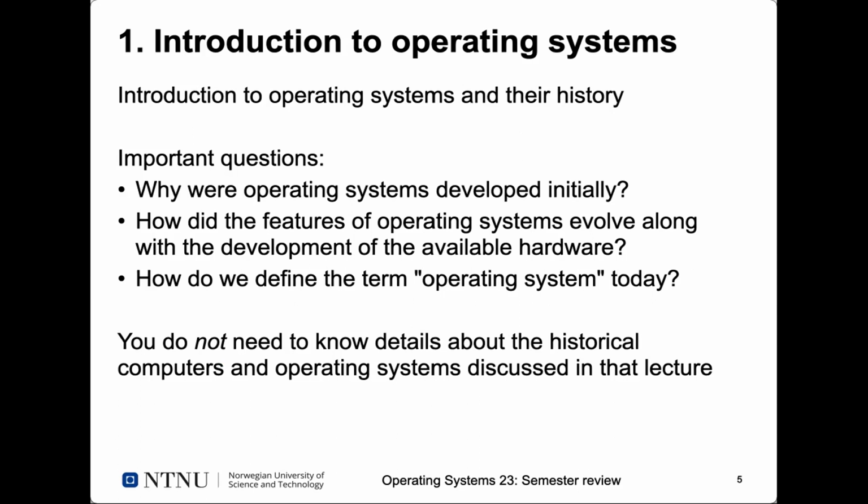What was the history? And important questions here would be like, why were operating systems actually developed in the beginning? Why do we need them? How did the features of operating systems evolve? And what did it have to do with the development of available hardware? So you could imagine that something like virtual memory availability and the availability of memory management units, so the feature in the OS and the feature in the CPU had to be evolved together, for example.